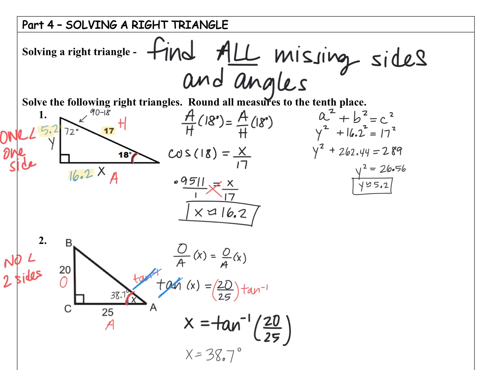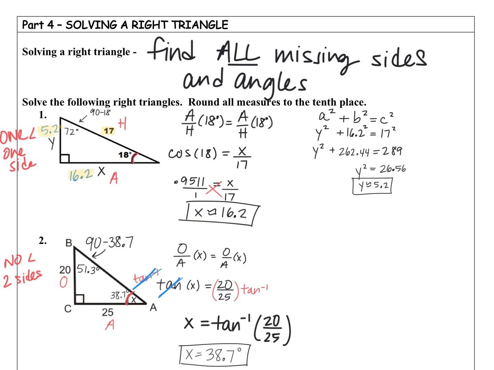Okay, so that's one of your angles. The other one is easy. How do I find the other angle? Subtract. So to find angle Y, for this one here, 90 minus 38.7 would get you this one. Degrees.